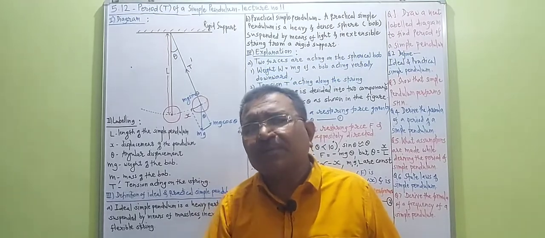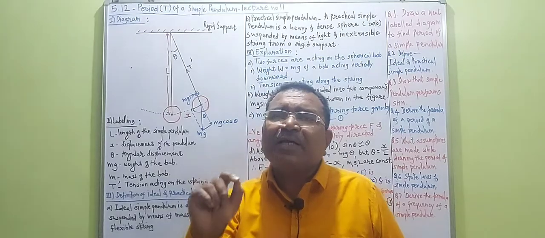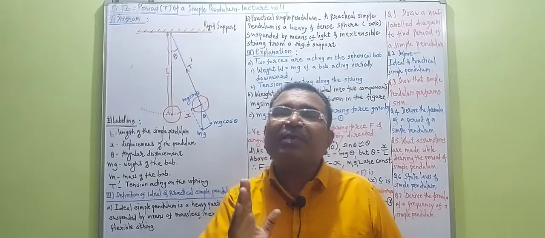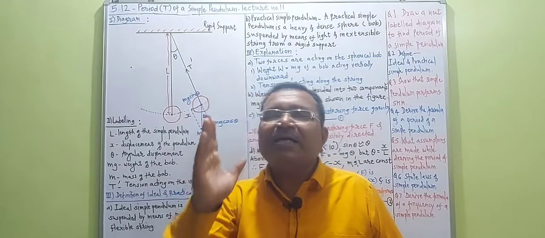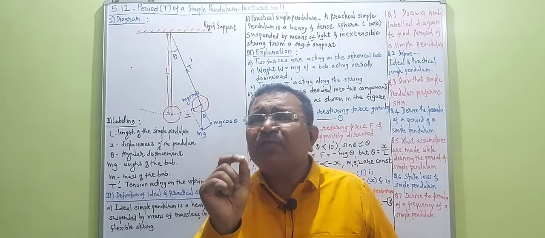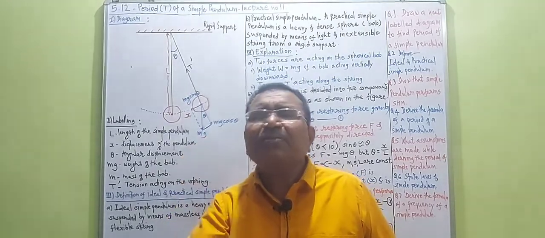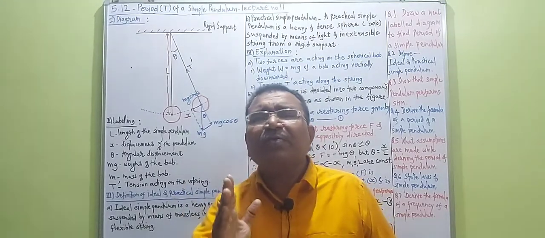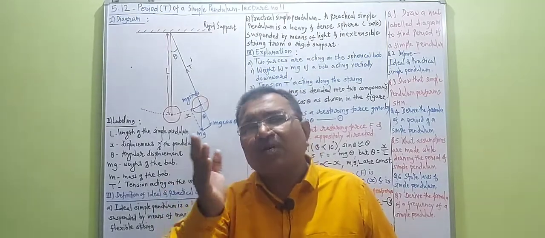What is a practical simple pendulum? A practical simple pendulum is a heavy, dense sphere suspended by means of a light-weighted and inextensible string. Here the word flexible is deleted from the definition of the practical simple pendulum, because the string is either flexible or rigid.